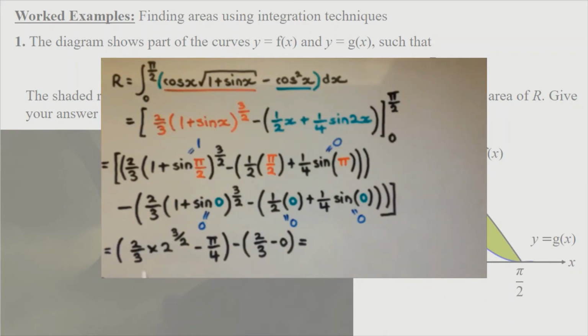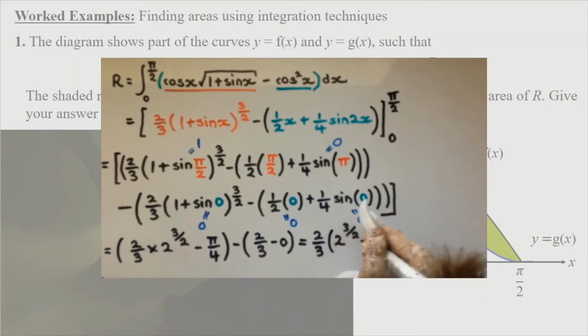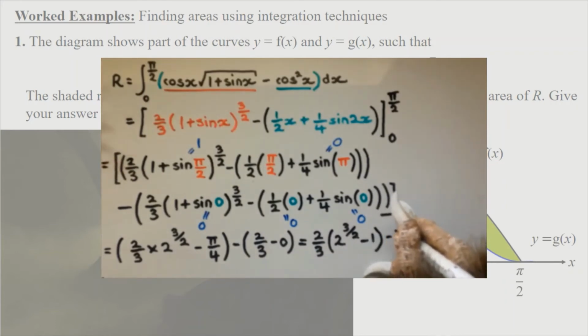What I think I'm going to do is factor out 2/3 from this. So this is going to give me 2/3 multiplied by 2 to the power 3 over 2, subtract 1, and then all I'm going to be left with is subtract pi over 4.